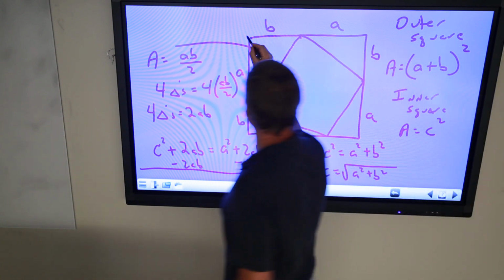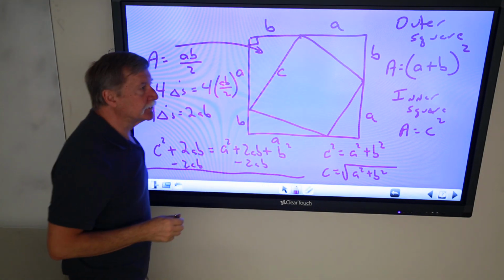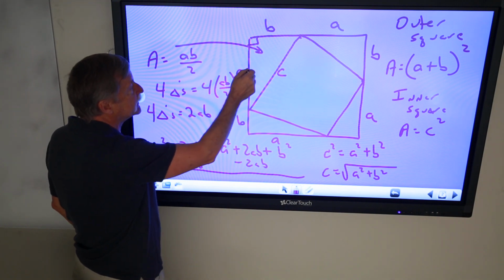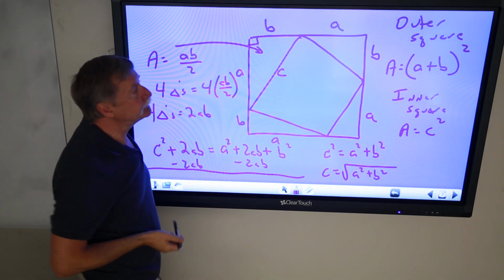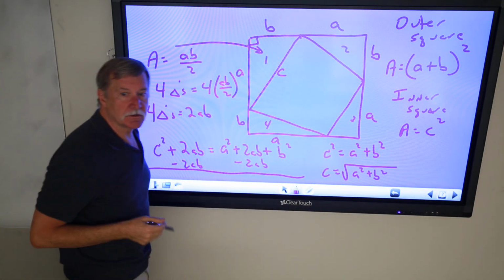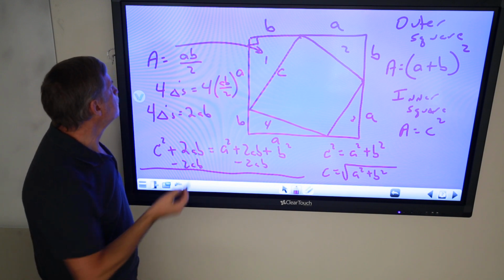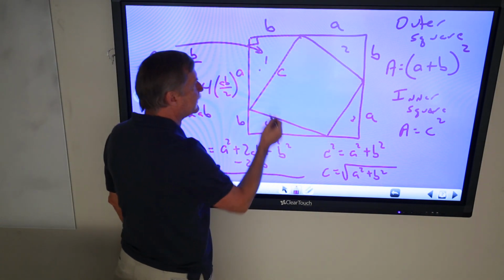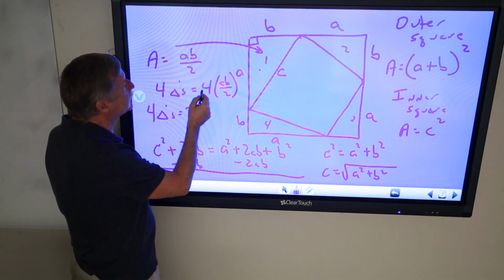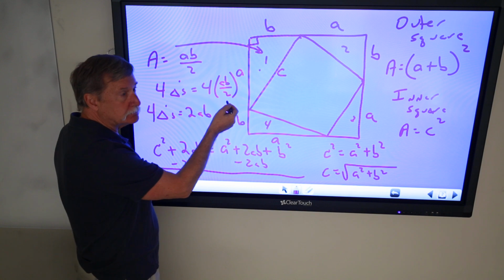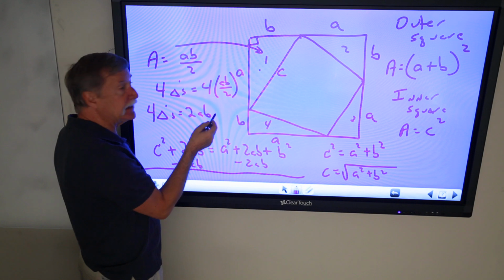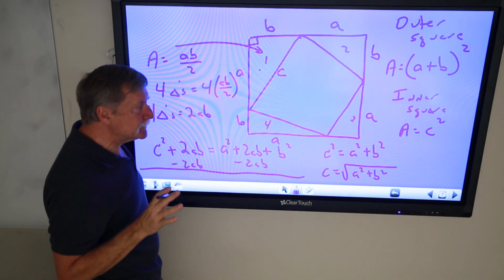Now, if we look at these triangles that have been made, these right triangles, we can see that one of these triangles has area base times height divided by 2, AB over 2, right? But there are 1, 2, 3, 4 of these congruent triangles. So if we add up all 4 areas of those 4 triangles, it would be 4 times AB over 2, which we can simplify as the 4 triangles add up to make 2AB. All right, you with me so far?